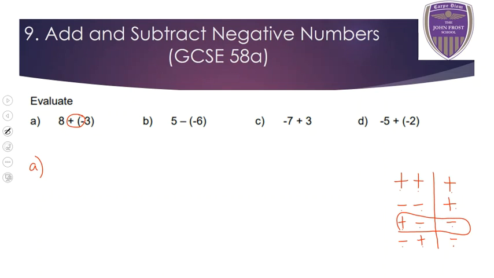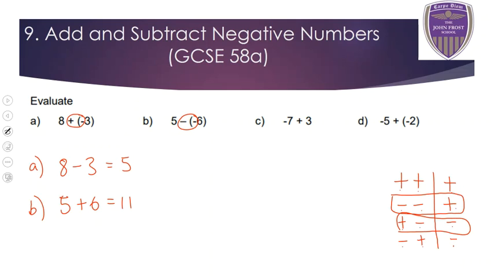Okay, so 8 plus -3 is actually just 8 minus 3, which is 5. And that's it. Okay, for question B, it says 5 minus -6. So circle the two symbols that are next to each other. Look at the table. A minus and a minus gives you a plus. So 5 minus -6 is actually 5 plus 6, which is 11.